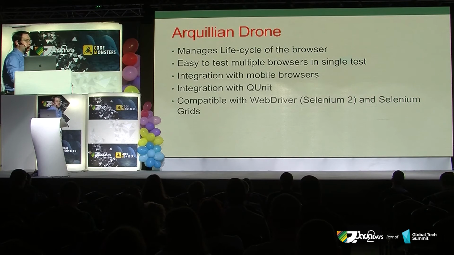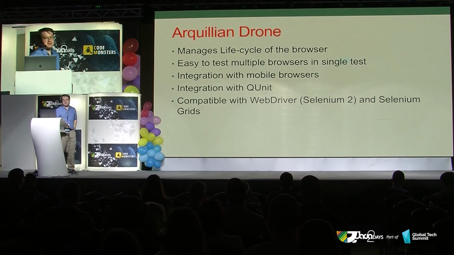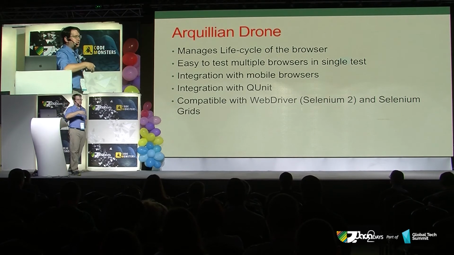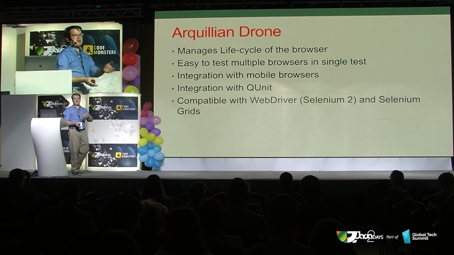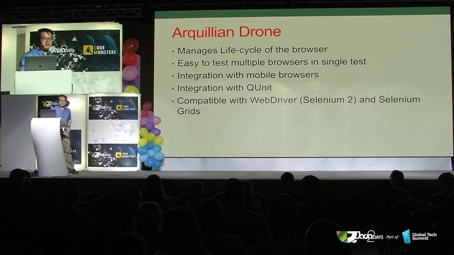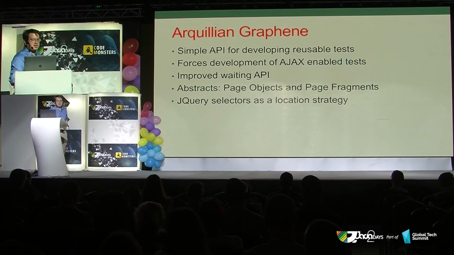So Arquillian Drone, which makes this process even easier, manages the lifecycle of the browser and allows you to easily test multiple browsers in a single test. So if you want to test, not with the backend running, that your application correctly works on Chrome, Firefox, IE, etc., then you use Drone. It has integration with mobile browsers, integration with QUnit, and of course it's compatible with Selenium 2 with the WebDriver. Related and building on top of this is Arquillian Graphene, which provides a simple API for developing reusable tests.